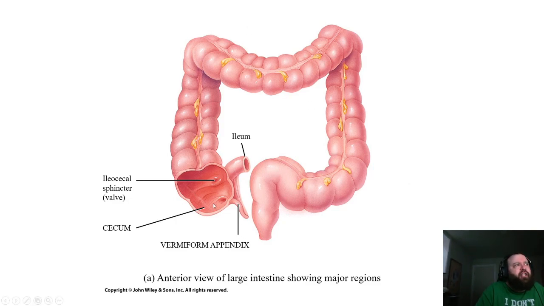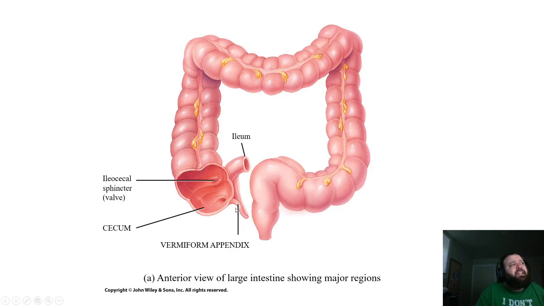There's a little pouch here at the entrance to the large intestine, so this is where the small intestine comes in. This is called the cecum. The cecum is inferior to the ileum's entrance into the large intestine. The entrance of the large intestine is called the ileocecal valve or sphincter. So that controls the movement of material from the small intestine into the cecum here. The inferior cecum has a little projection inferiorly, and that's the appendix, which we've all heard of before.